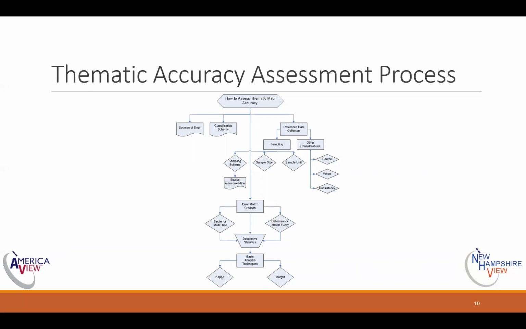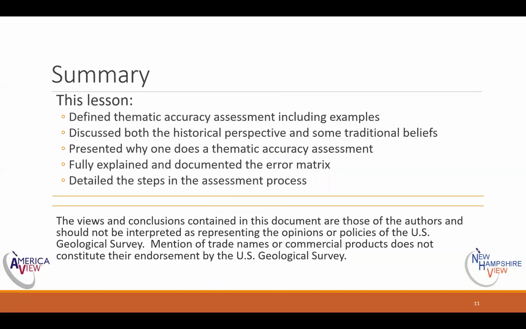And then once we have that, we have to calculate the descriptive statistics. That's overall accuracy, producer's accuracy, user's accuracy, things you're already familiar with. And then once we get past that, there are some basic analysis techniques that we can do. There's actually lots of analysis techniques, but two common ones are kappa and margfit, where we normalize the matrix, or we test whether one error matrix is significantly different than another. Okay, we're going to get all that in the next two lessons.